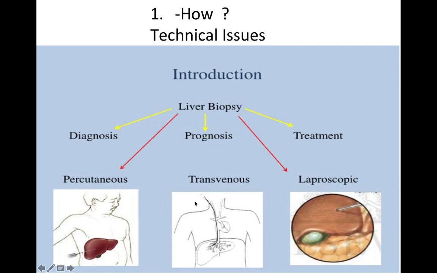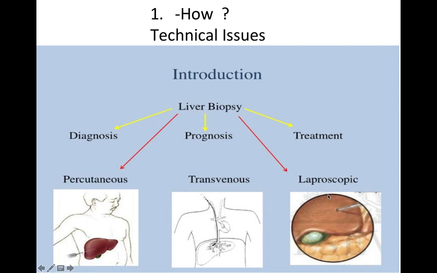The second method of getting a liver biopsy is through the transvenous route. This is generally performed when the patient's INR is very high, more than 1.5, and you cannot do a percutaneous biopsy because of the risk of bleeding. Then you put a catheter through the internal jugular vein, reach the liver, and obtain a core of the liver tissue. That is called a transjugular liver biopsy.